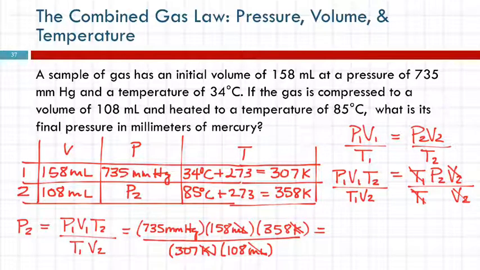So 735 times 158 times 358 divided by, I want to divide by both of these. Personally, I prefer to divide by 307 and divide by 108. A lot of students really want to multiply here. So if you want to multiply, you need to open parentheses, 307 times 108, close the parentheses, and press equals. So 1253.9, and the unit is millimeters of mercury.